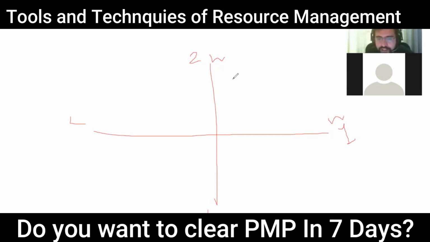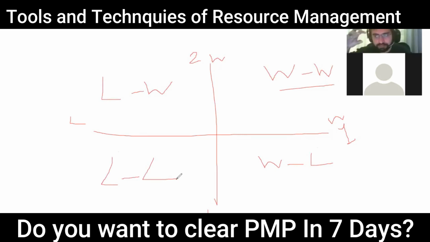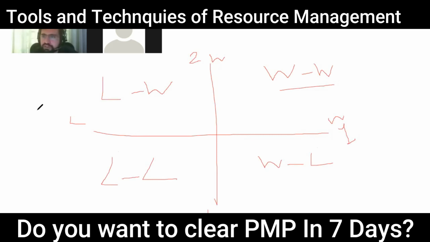In the first quadrant, the best scenario is the win-win situation. Both parties win. In the second, the first party loses, the second party wins. In the fourth quadrant, the first party wins, the second party loses. And in the third quadrant, both parties lose. Remember, we are looking from the perspective of party one. Whatever the situation is, we should always go for the win-win situation.